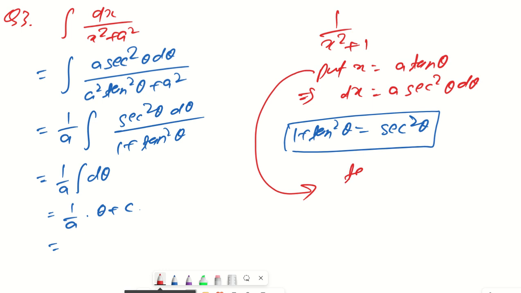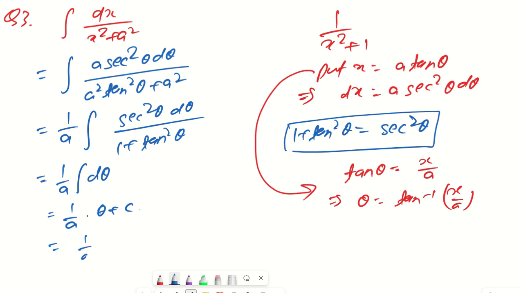So we will have tan theta is equal to x by a, and from here theta will be equal to tan inverse of x by a. So by that we are going to write here 1 by a tan inverse of x by a plus some constant c. Hence the integration of 1 by x square plus a square dx is going to be 1 by a tan inverse x by a. Okay.